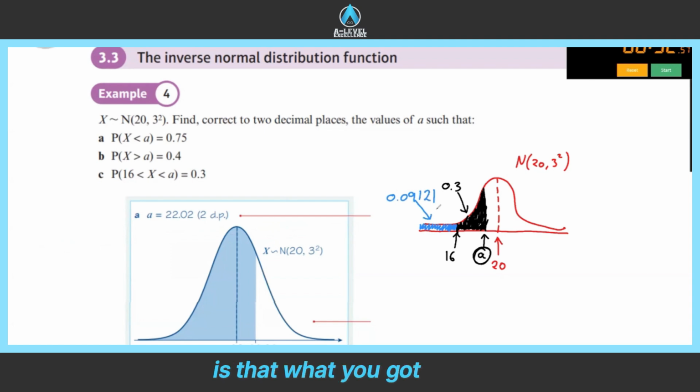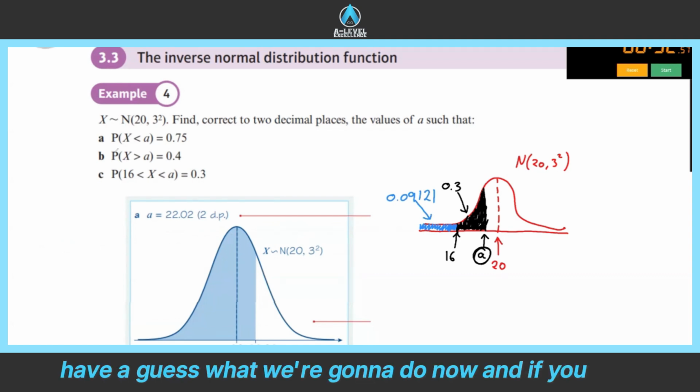0.09121. Is that what you got? Yeah. Brilliant. Now we're actually in a position where we can finish this off. Have a guess of what we're going to do now, Nishika.